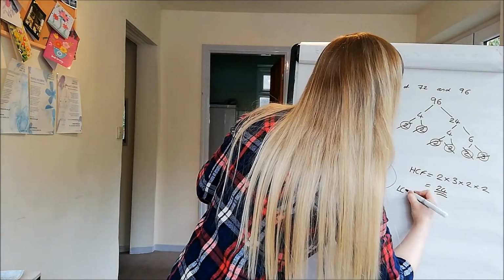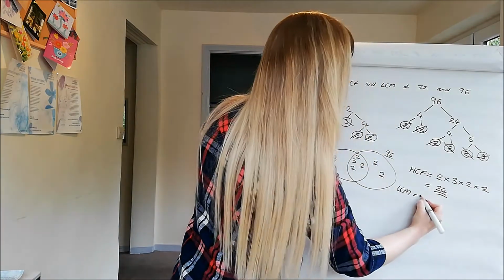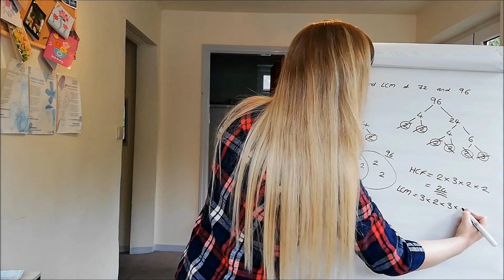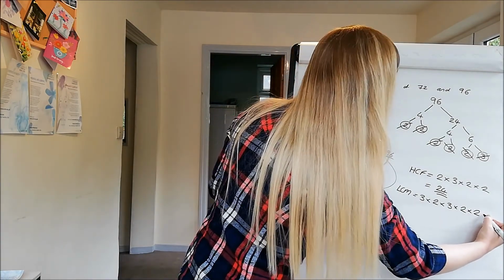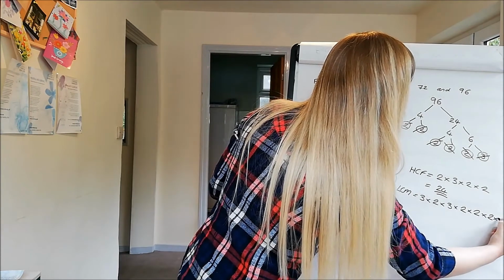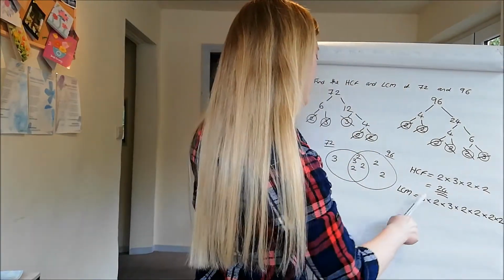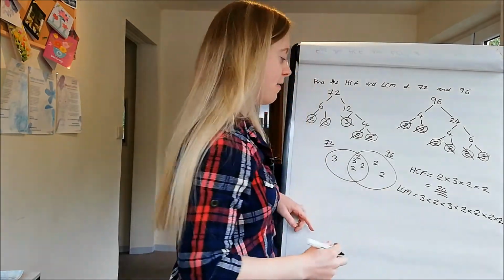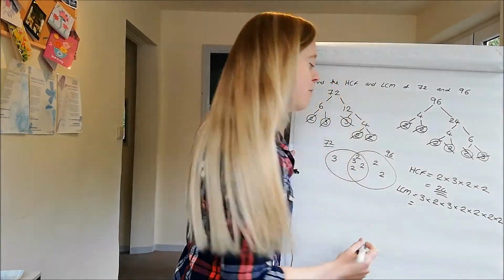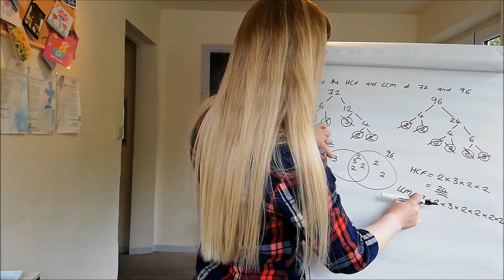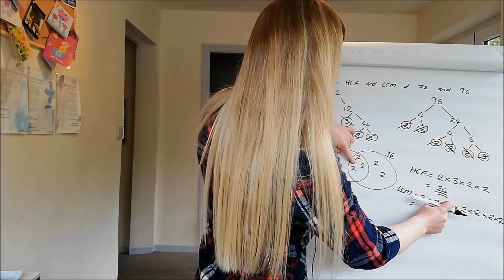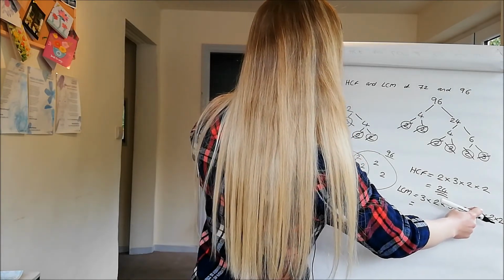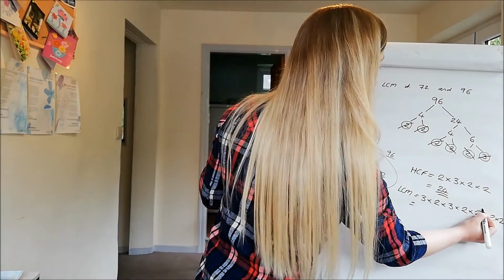And then my lowest common multiple is 3 times 2 times 3 times 2 times 2 times 2 times 2. 1, 2, 3, 4, 5, 6, 7. Yes, I have got them all. So 3 times 2 times 3 times 2 times 2 fills up the 72 circle there. So up to that point, I've got 72.